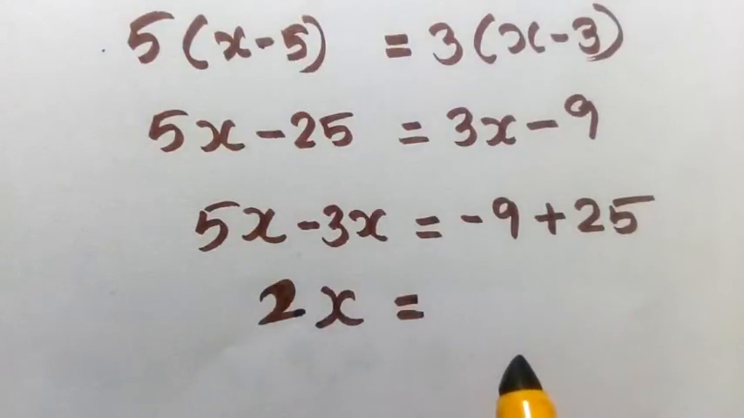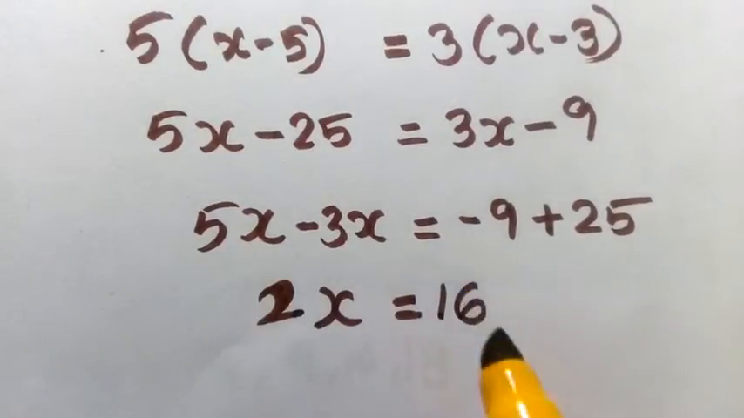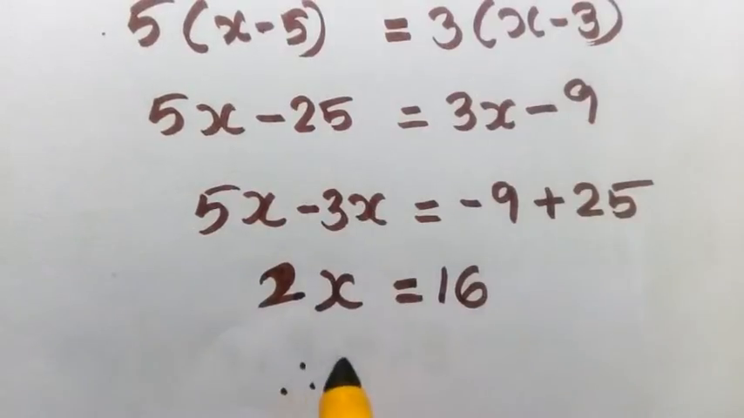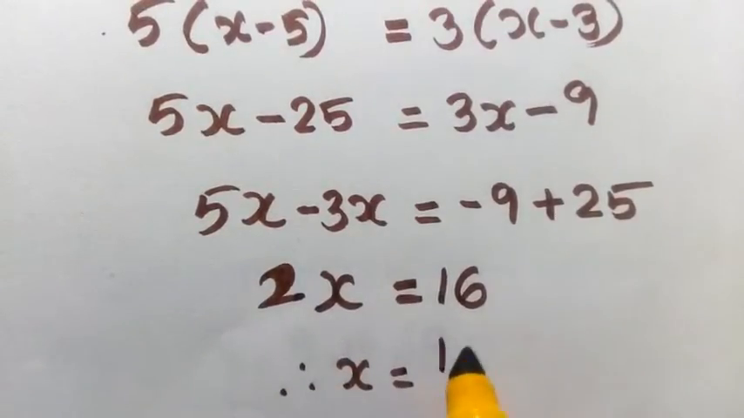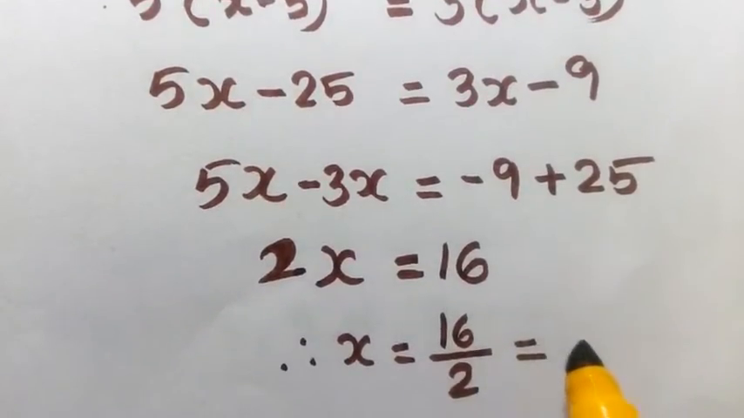Children, what is minus 9 plus 25? Yes, it is 16. 2x is equal to 16. Therefore, x is equal to 16 by 2. What is 16 by 2? Yes, 16 by 2 is equal to 8. Therefore, x is equal to 8. Thus, the value of the variable in the given equation is 8.